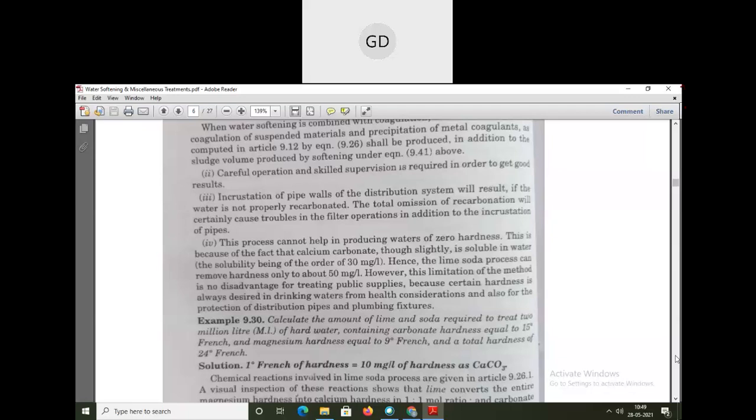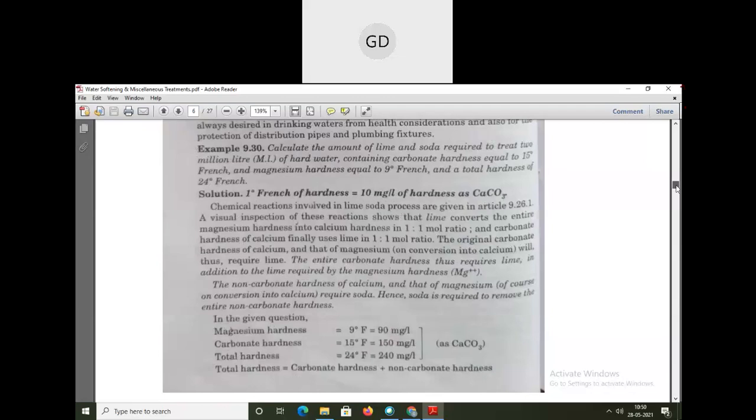And this lime soda process cannot produce water of zero hardness. That means though you are using the lime soda process for removing the permanent hardness, you cannot expect zero hardness from the water after using this process. So that is one disadvantage. So this is the lime soda process.